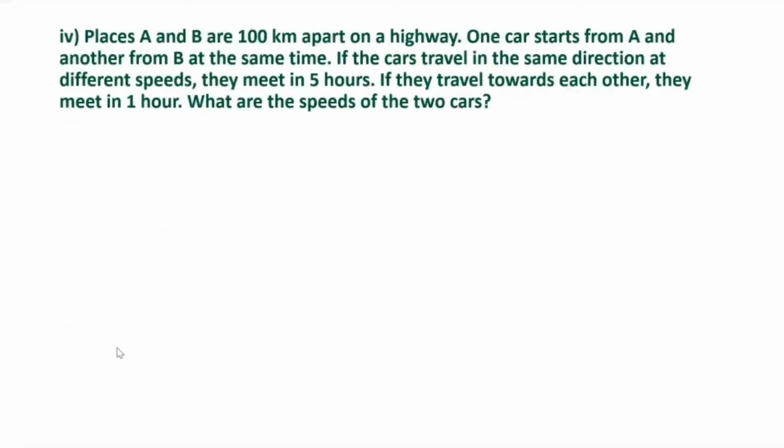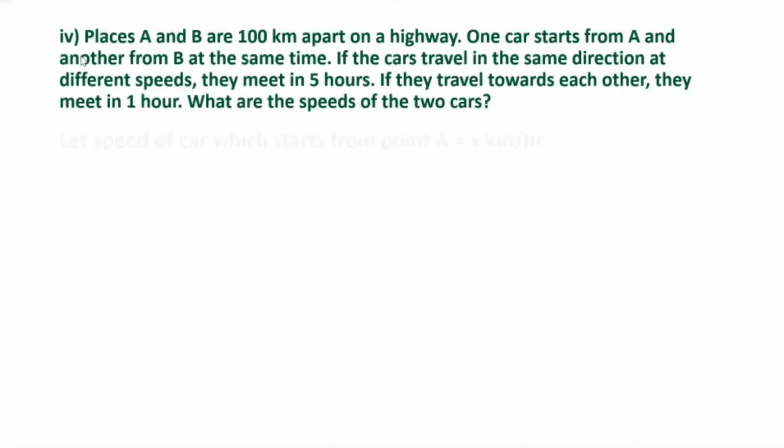Last part that we are doing: places A and B are 100 kilometers apart on a highway. Now this question children find a little difficult, so please understand it carefully. Understand how we can form the equations for this. One car starts from A and another starts from B at the same time. If the cars travel in the same direction at different speeds, they meet in 5 hours. But if they travel towards each other, they meet in 1 hour. What are the speeds of the two cars? I've tried to represent it diagrammatically.